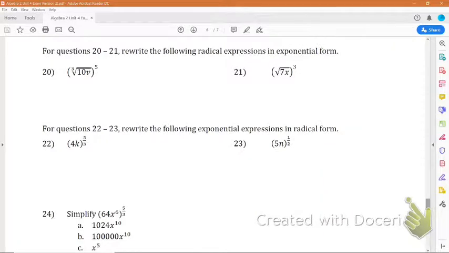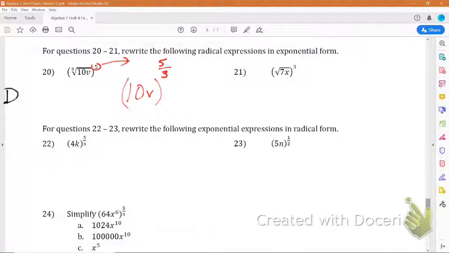Alright, so for questions 20, 21, 22, and 23, all we are doing is rewriting them. We are not solving or simplifying anything. So for 20, our 10v goes in our parentheses. Make sure when you write your exponent, it needs to be a fraction, but it also needs to be written up in the top right-hand corner. It needs to be really small. It can't be written big like it's multiplication. And then remember, top number goes top, so the 5 goes on top, the 3 goes on bottom.